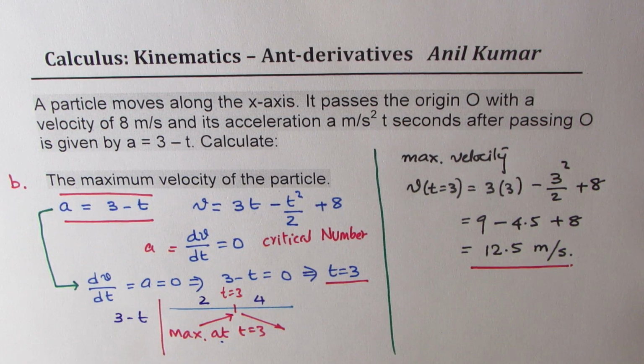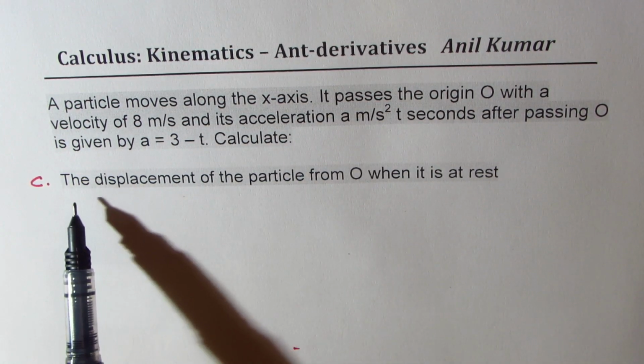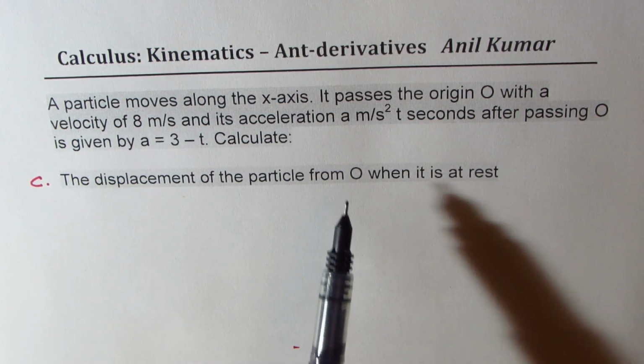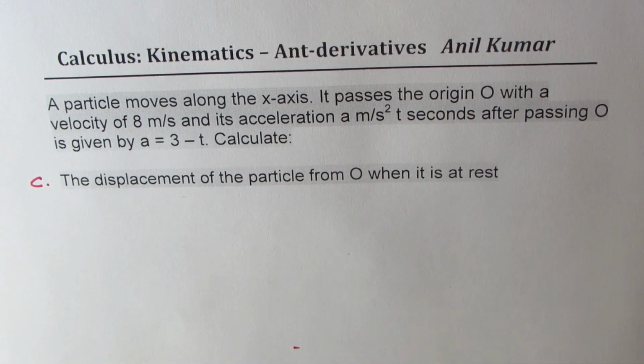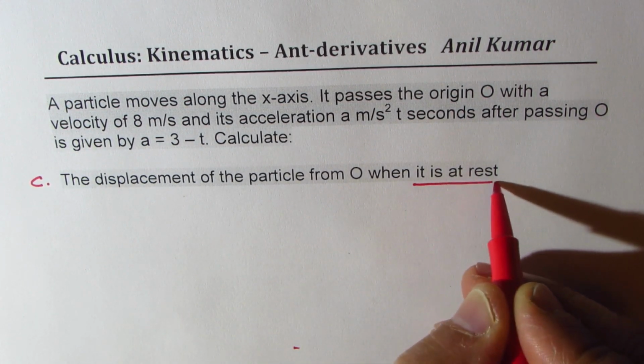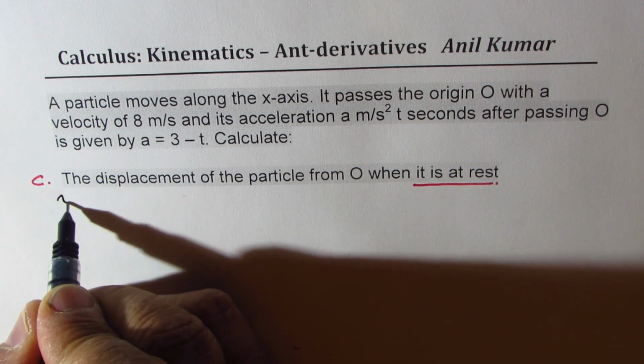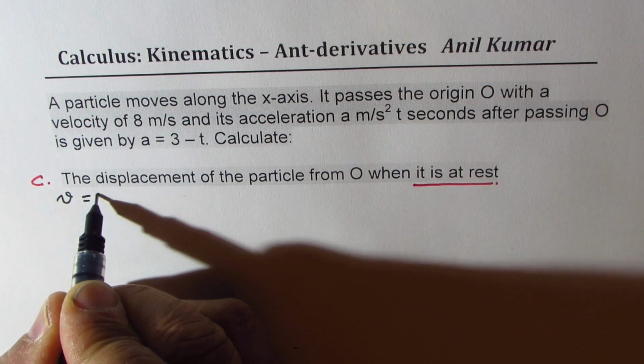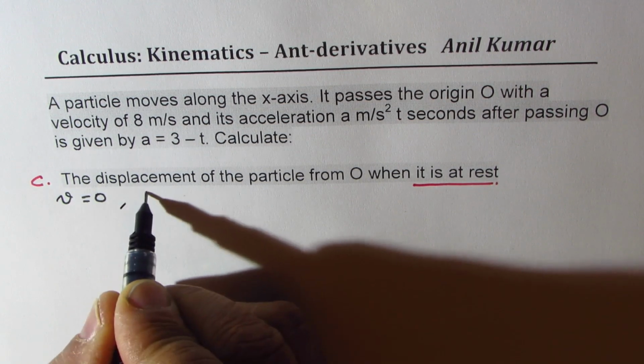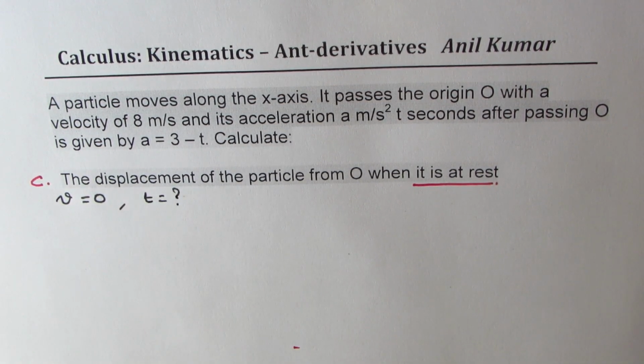Now let's talk about displacement, which is the antiderivative of velocity. In part C, we need to find the displacement of the particle from O when it is at rest. Now when I say when it is at rest, it means what? It means that we need to find when the velocity is 0. So that is the first part, right? We need to find this time, and displacement means we need to find an expression for displacement also.